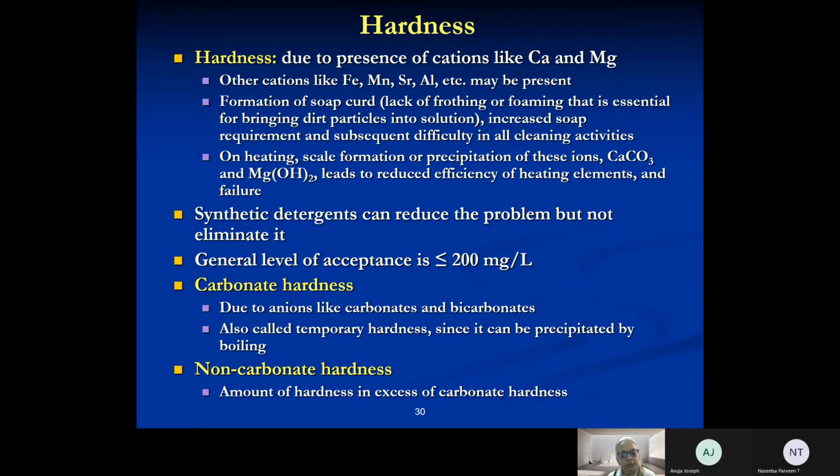Okay, so we'll continue with where we stopped last time, and I finished talking about disinfection. So now we'll tackle another topic in water treatment. I've already mentioned in the previous class that in groundwater, a very frequent problem is hardness. Hardness is due to the presence of two cations, calcium and magnesium, and the concentration of the two ions together is called hardness.